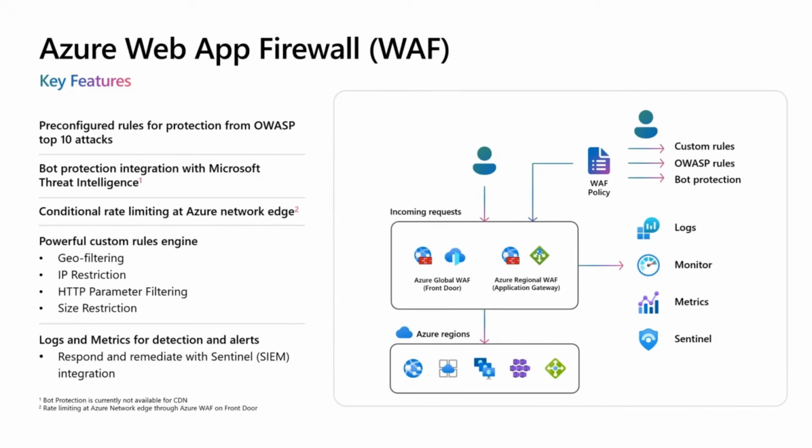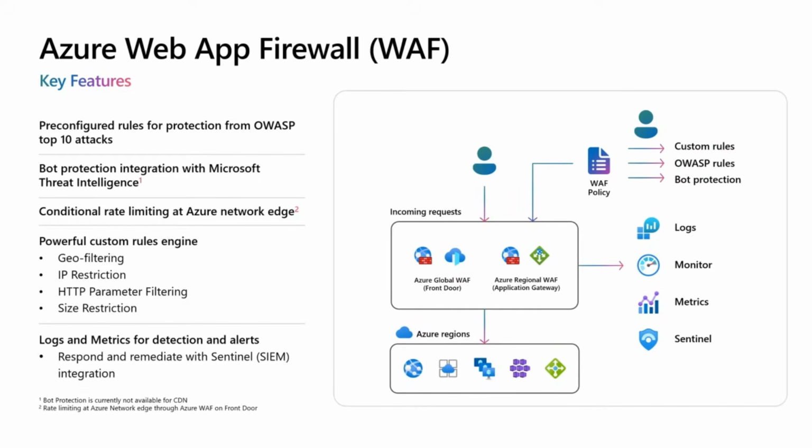You can also configure IP restrictions and HTTP parameter filtering to further enhance your ability to control access and detect suspicious patterns in request payloads. I also have size restrictions within the custom rules, and this helps you prevent abuse through large payloads, which can be used in certain types of injection or denial of service attacks.